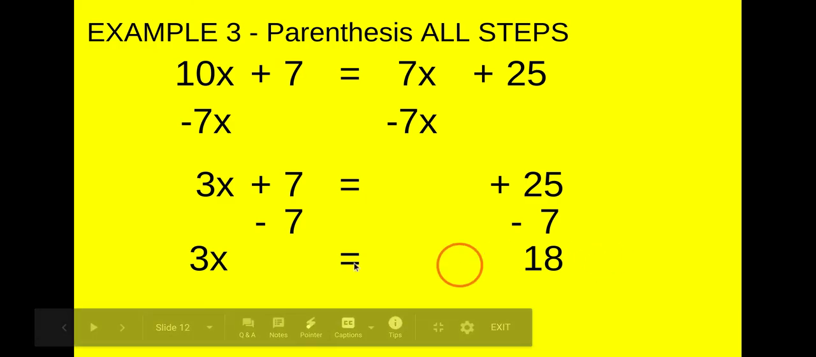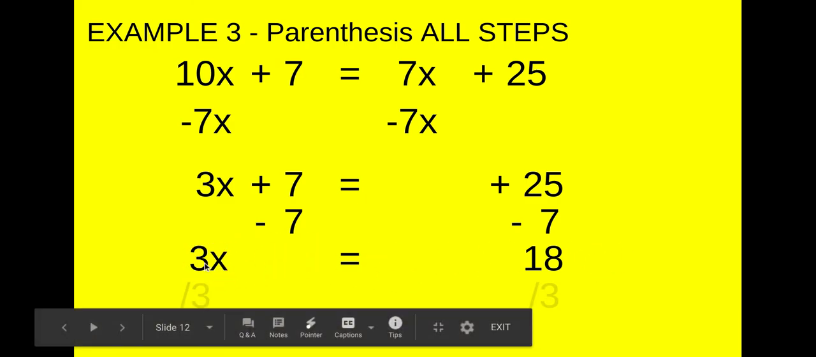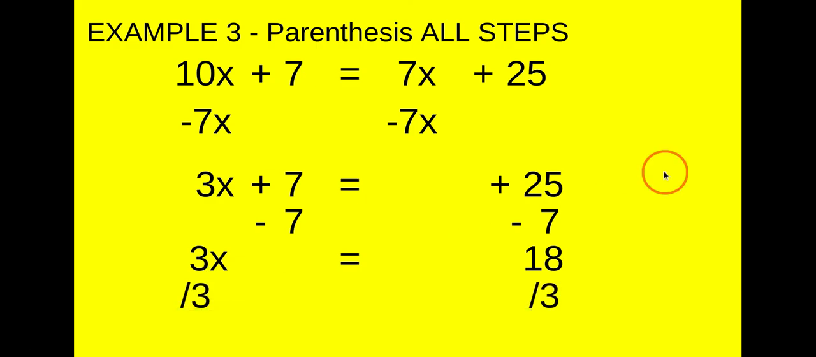And this is where I say 3x means 3 times x. So I divide by 3 on both sides. All right, when I divide by 3 on both sides, I get x equals 6. That's all my answer is. So that's really all the steps.